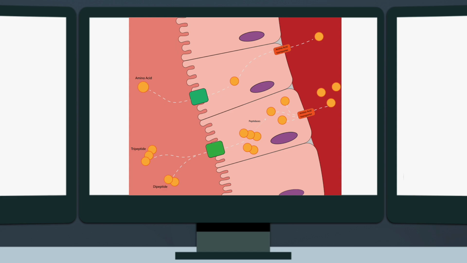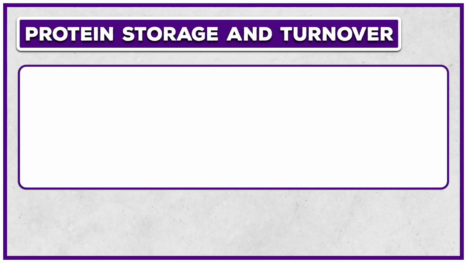Here, we can see how amino acids, dipeptides, and tripeptides enter intestinal cells through receptors. Most of the dipeptides and tripeptides are then broken down into amino acids. As mentioned, more than one amino acid may use a single receptor. That creates a scenario in which excessive intake of one amino acid could lead to insufficient absorption of another. Coming to the end of this section, we can look at protein storage and turnover together.